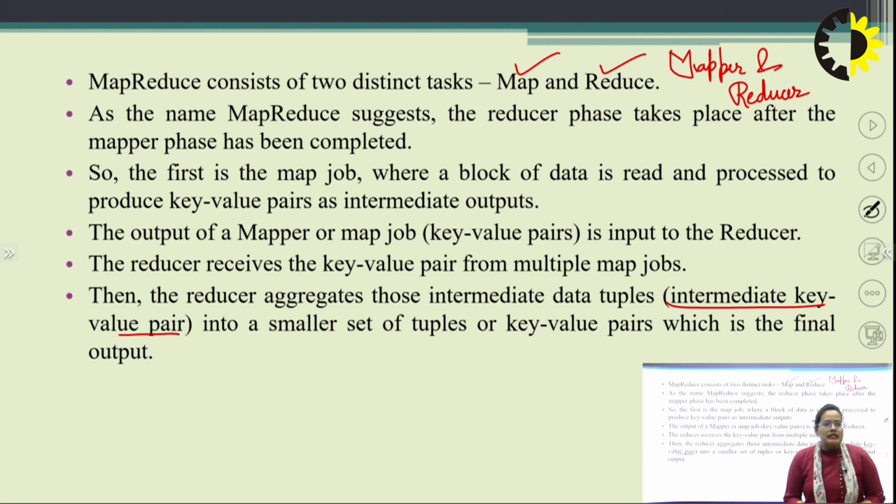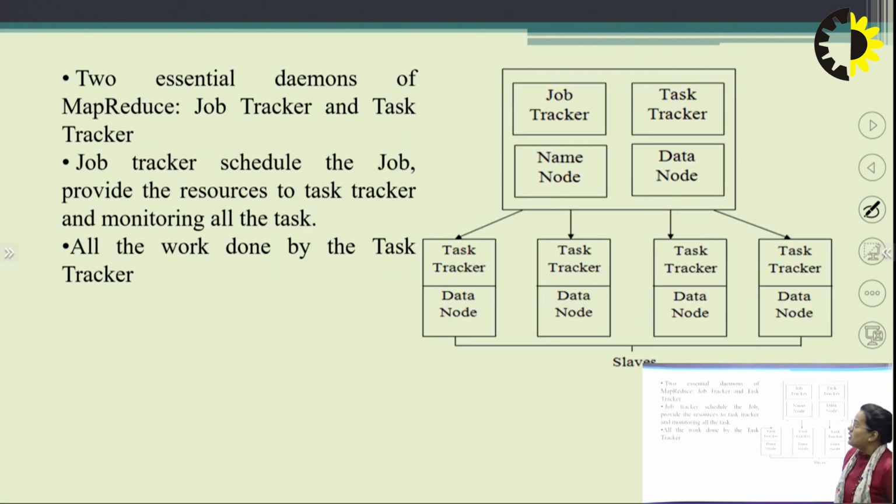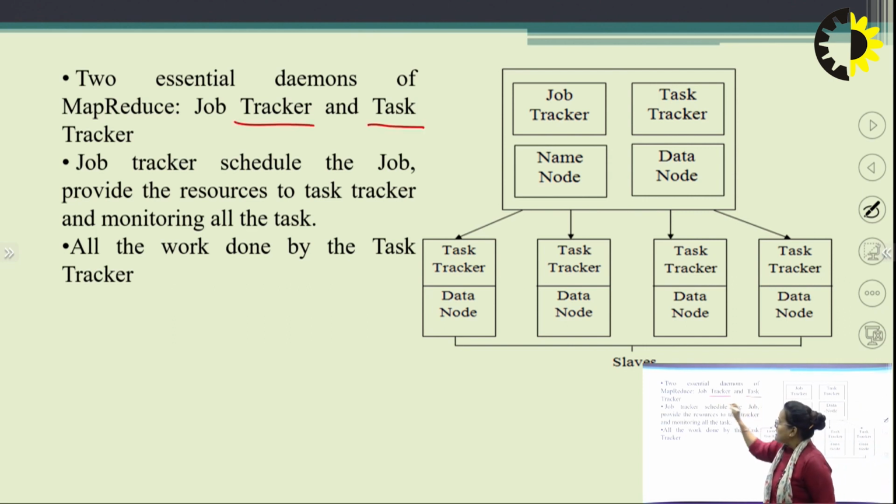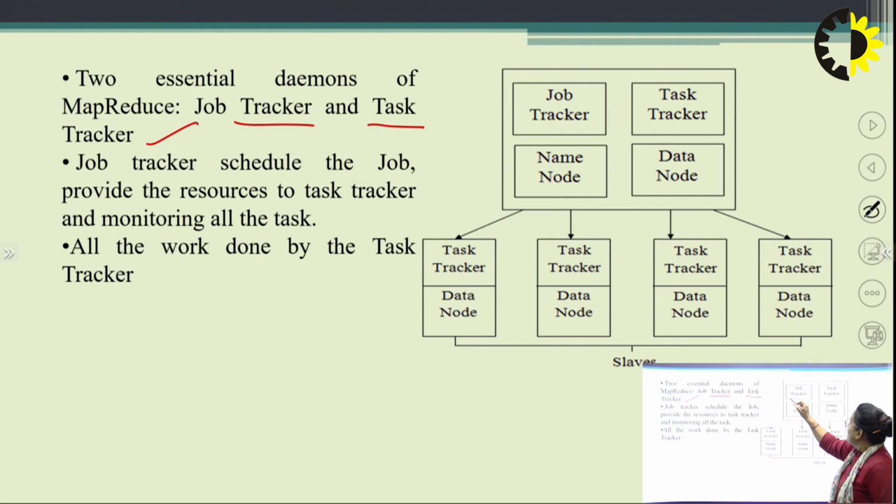Basically, there are two essential components of MapReduce. First is the job tracker and second is the task tracker. The job tracker schedules the job, provides the resources to the task tracker, and monitors all the tasks. All the work assigned by the job tracker is done by the task tracker. This is in MapReduce.